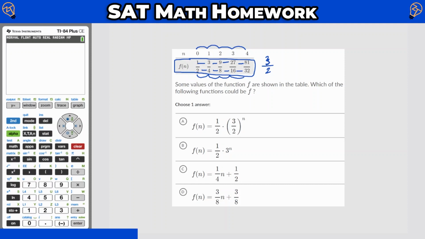So instead of adding or subtracting the same thing, which would be a linear relationship, linear being like y equals mx plus b, instead we see a multiplicative relationship. So we could eliminate these linear options.